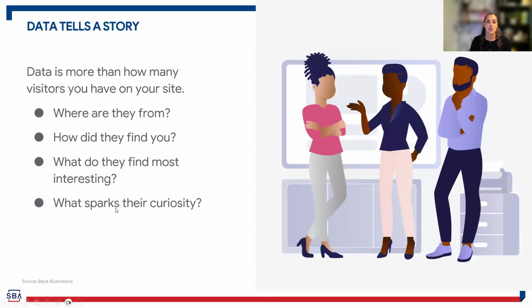So data will tell you a story. Now, when we're looking at our analytics, and right now we're talking about Google Analytics, our website analytics, we're going to be thinking about how visitors get to and behave on your website. So this is where they're from. This is how they found you. What topics on your website are they finding most, but also least interesting? And what's sparking their curiosity. So you'll be able to map out how everybody's behaving on your website, where they're coming from, how long they're staying, and that can give you some insight into how you want to manage your website, the type of content you want to put on your website, and also what your marketing strategy could be.